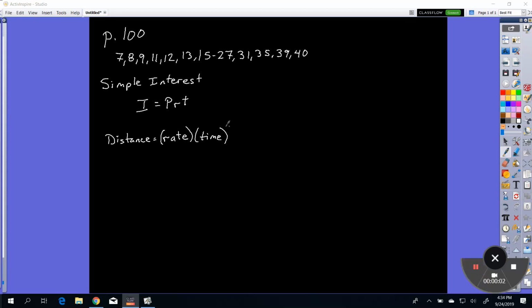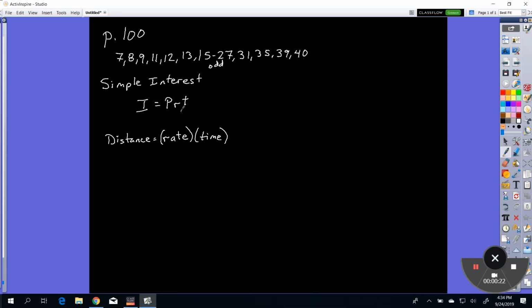So on page 100, this is applications with linear and rational equations. What you're going to do is a bunch of story problems. These are the problems you're going to do: number 7, 8, 9, 11, 12, 13, 15 through 27 odd, 31, 35, 39, and 40.